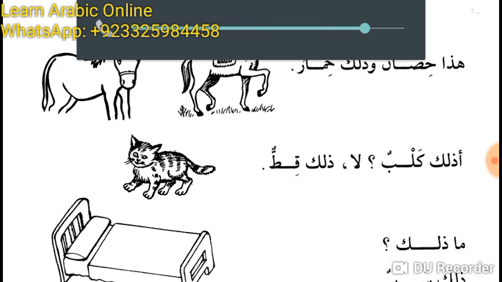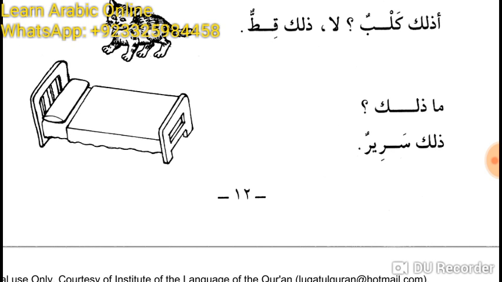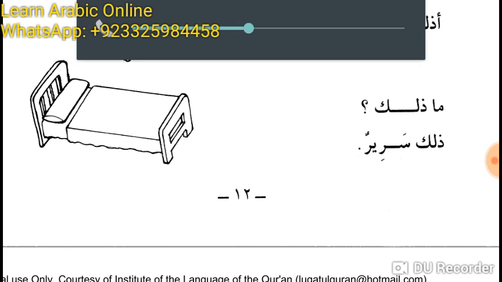Hadha hisanun wa dhalika himarun. This is a horse and that is a donkey. Adhalika kalbun? Is that a dog? La, dhalika kitun. No, that is a cat. Ma dhalika? What is that? Dhalika sarirun. That is a bed.